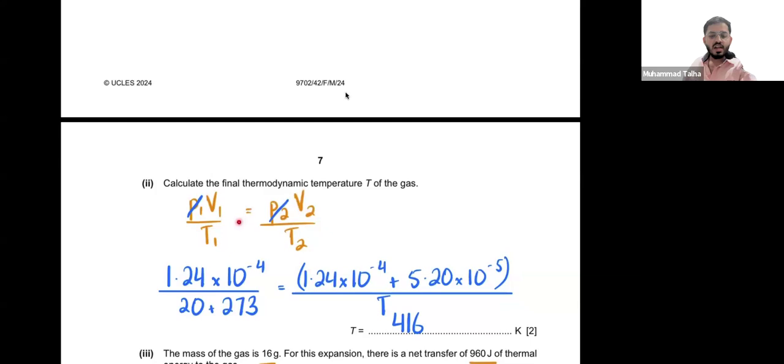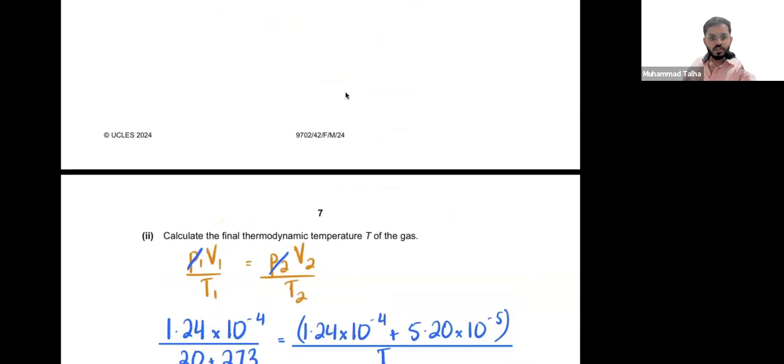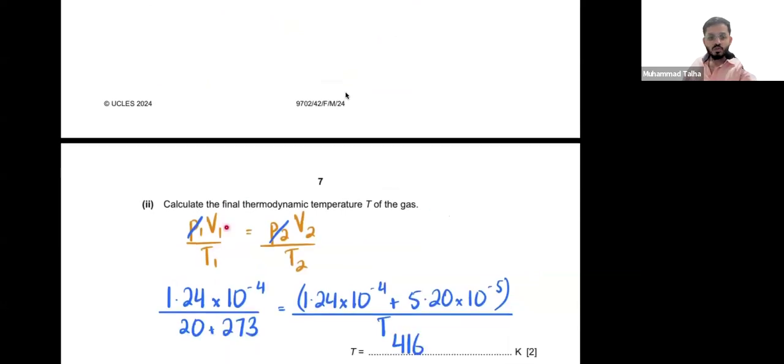Because this is an ideal gas, PV over T is a constant. One way to write this is P1 V1 over T1 equals P2 V2 over T2. But because the gas is always at atmospheric pressure, the pressure doesn't really play a role. What plays a role is just the volume and the temperature. I know the initial volume, and I was given 20 degrees Celsius. I add 273 to convert this to Kelvin.